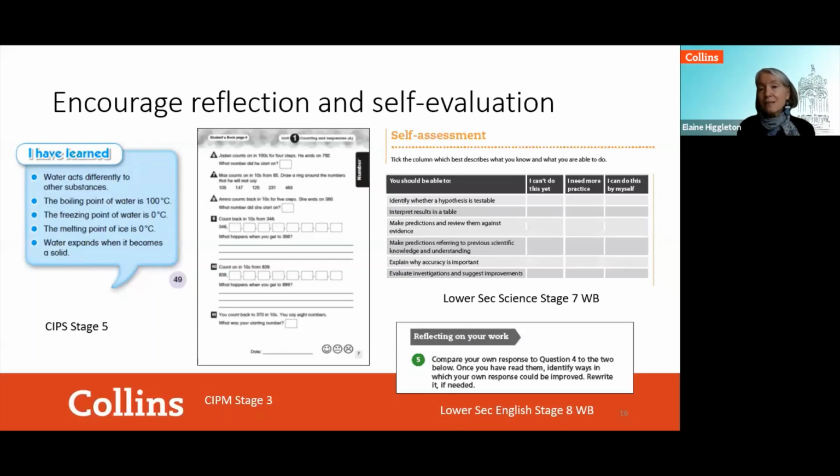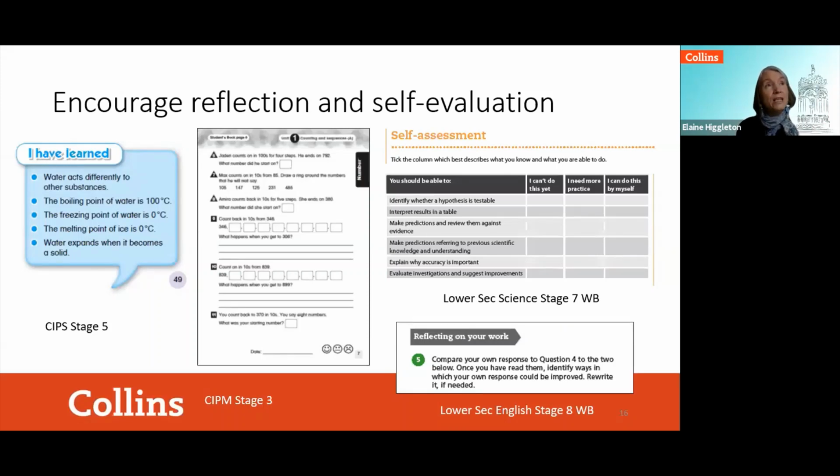We have self-assessment boxes in lower secondary science. Students can tick what they think they can do, what they're comfortable doing. And we have reflecting on your work in lower secondary English. Compare your response to the sample questions.